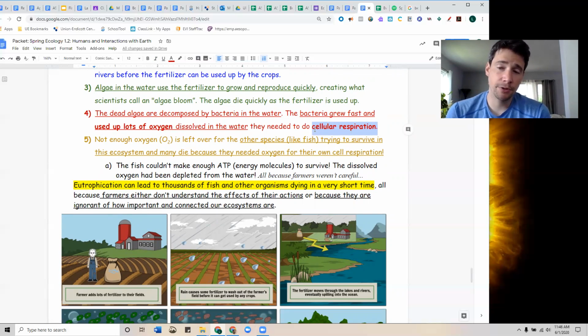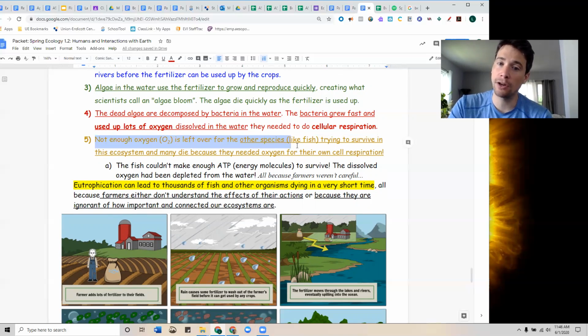So the bacteria are gonna munch on all these dead algae, do their cell respiration, but that's going to burn up and take up a lot of the oxygen that used to be in the water. So there's not enough oxygen left over, and other species like fish that are trying to survive in those waters, they die.